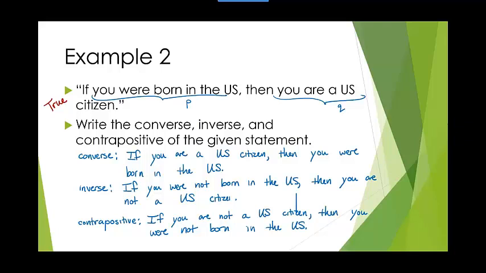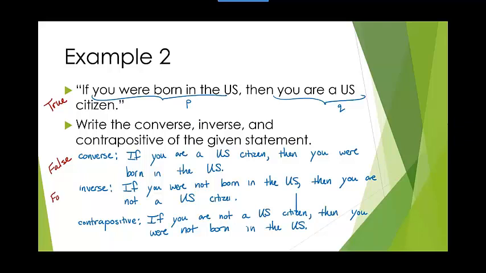If you are a U.S. citizen, then you were born in the U.S. So if you think about this for a second, this sentence is not true. This is false. Any of you who are immigrants or have immigrant parents or grandparents will know that just because you are a U.S. citizen doesn't mean you were born here. You could have immigrated here and become a citizen. You don't have to have been born in the U.S.